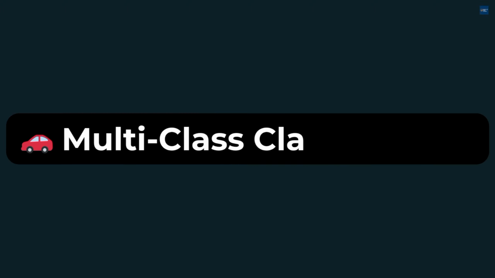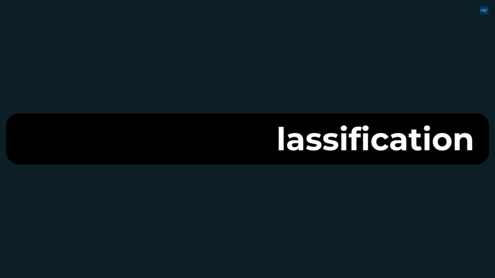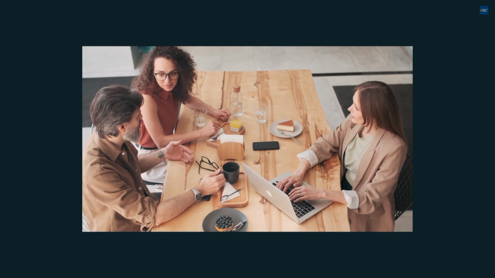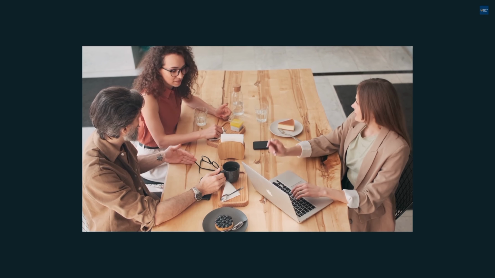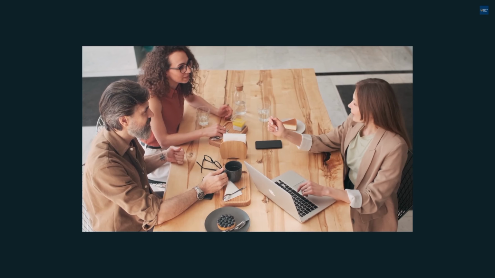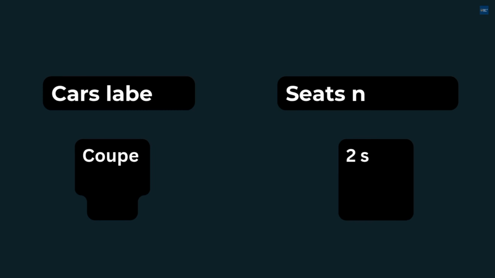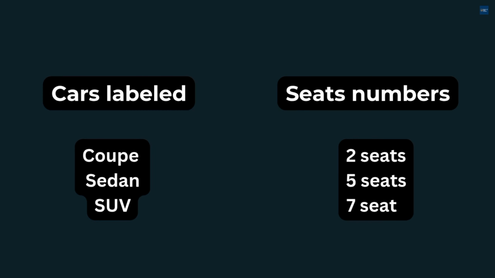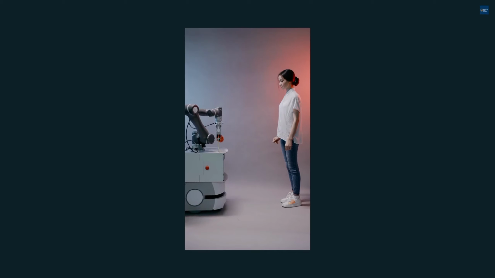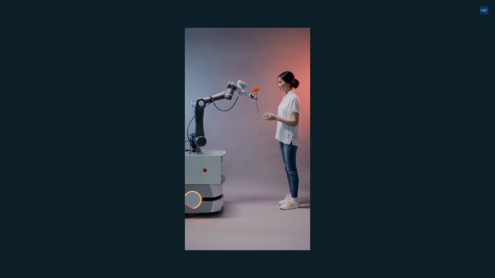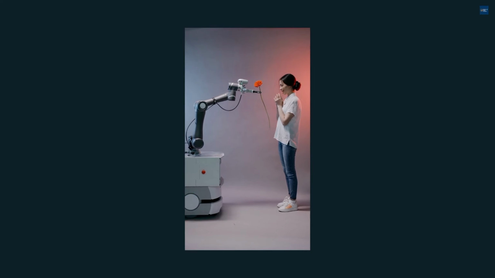Multi-class classification. Sometimes we have more than two categories. For example, classifying cars based on number of seats: 2 seats coupe, 5 seats sedan, 7 seats SUV. This is called multi-class classification, and the machine learns from examples to assign the correct label.